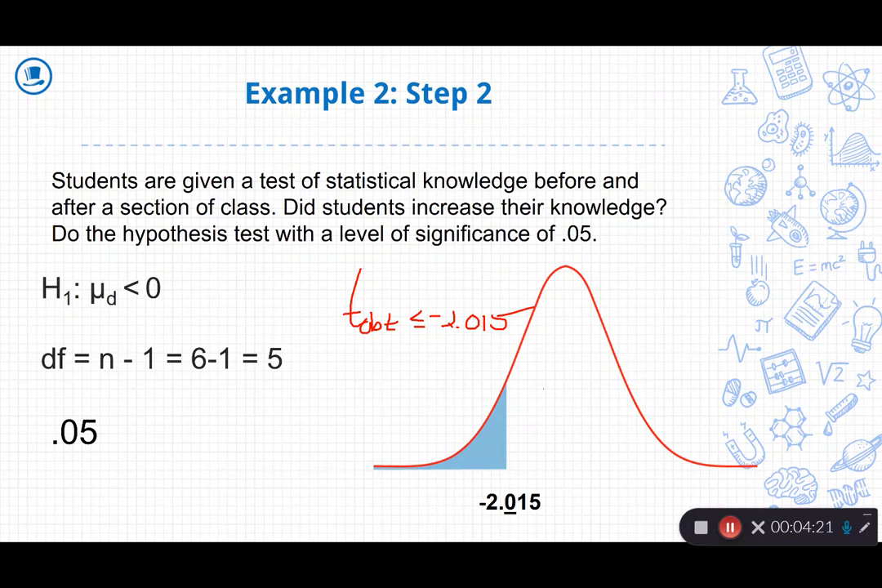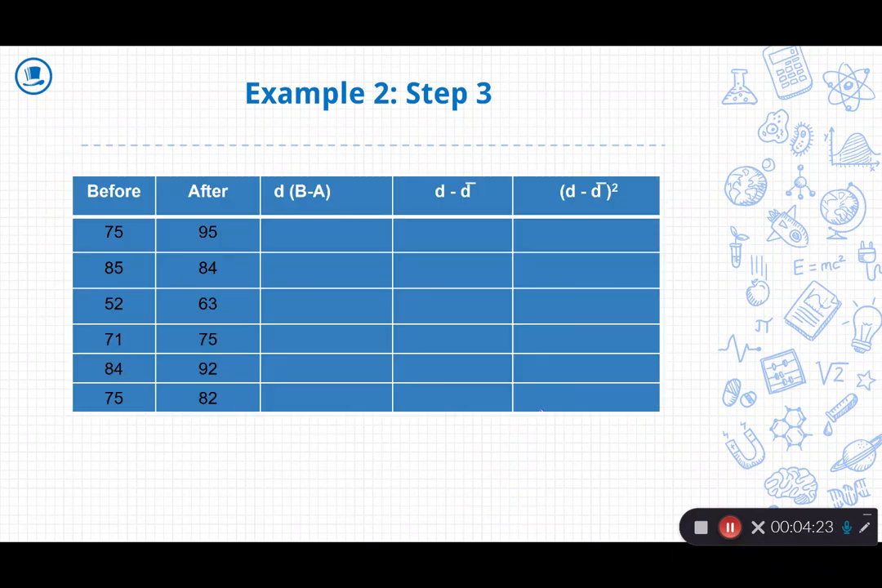All right, so let's do the work for this test. And here's the scores themselves. And you can see how the students did. This first person scored a 75 before, a 95 afterwards. The second person, 85 before, 84 afterwards. So in calculating the difference scores, and you see the top row here, this is what we need to find. The differences defined B minus A, before minus after. Then I'm going to get the deviations and then square the deviations.